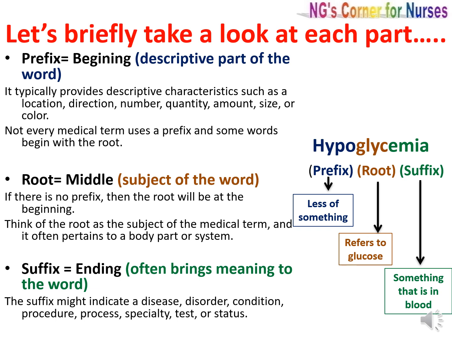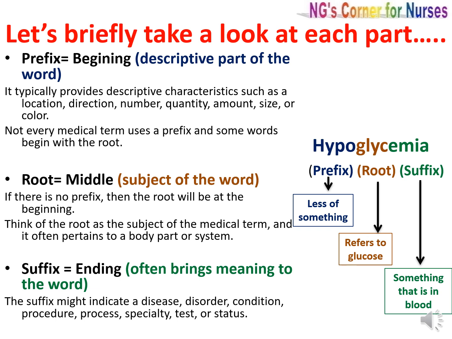So let's take a look at each part. First is prefix or the beginning of the word. It is often a descriptive part of the word. Prefix is not always present, but when it is, it forms the beginning of the word. It typically provides descriptive characteristics such as a location, direction, number, quantity, amount, size, or color. Not every medical term uses a prefix, and some words begin with the root.